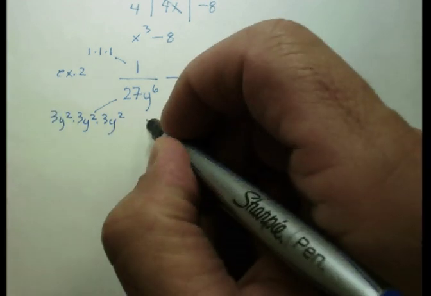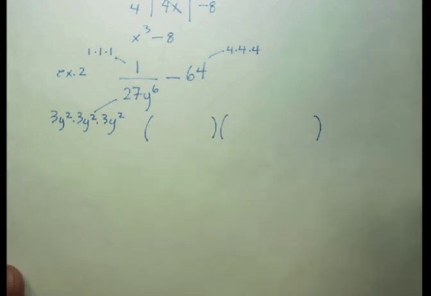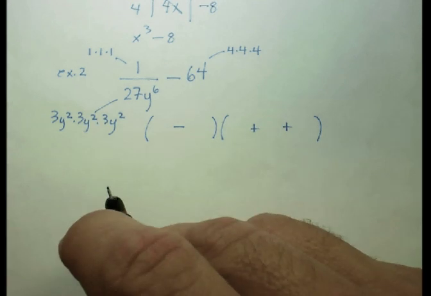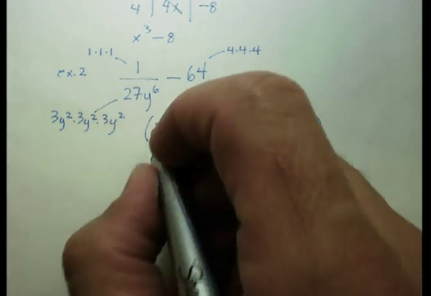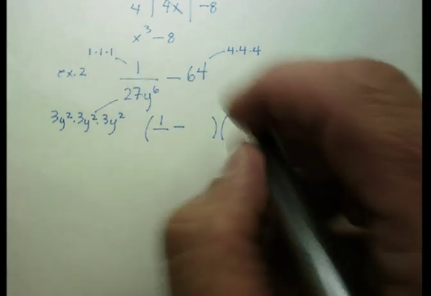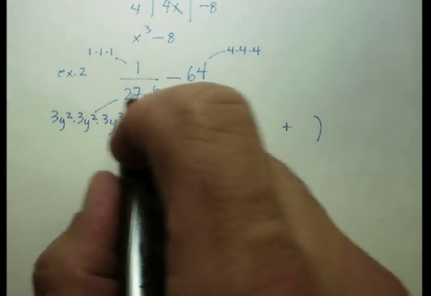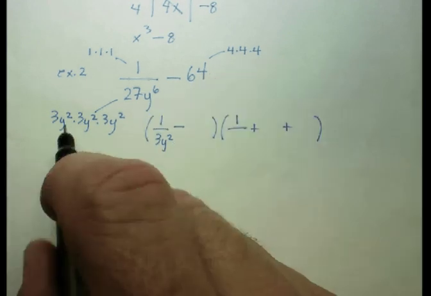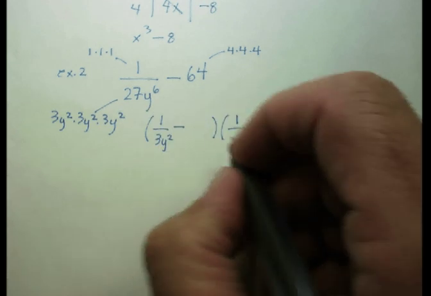So what do you do again? You put space for a binomial and a trinomial. You go minus, plus, plus. You take one of these factors. So I say 1 goes here. The other 2 go there, 1 times 1. You take one of these factors. 3y squared goes there. The other 2 go here, 9y to the 4th.